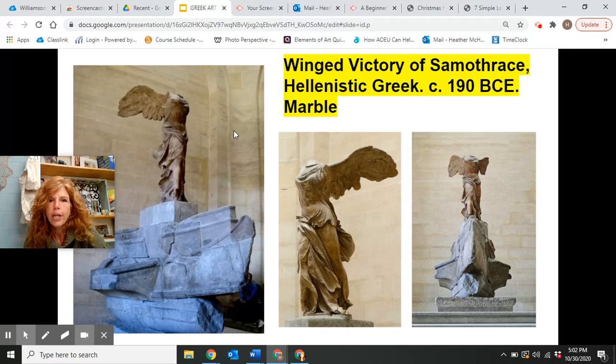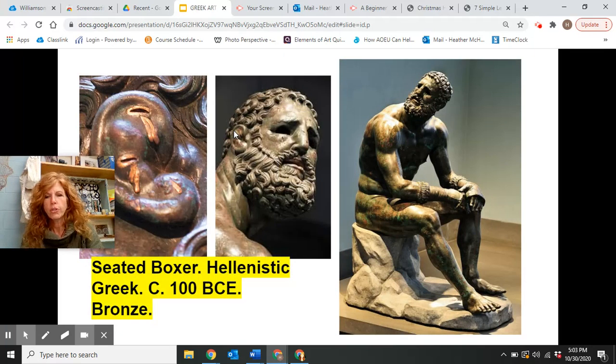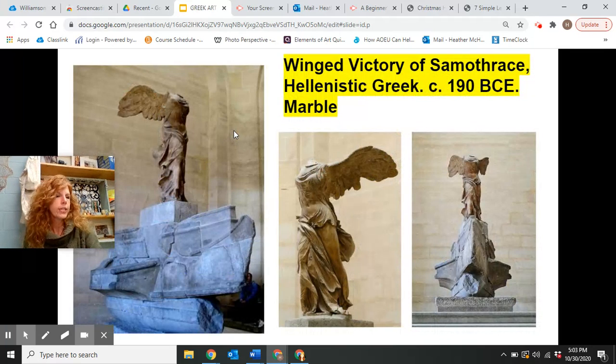She's got so much happening here. She was found on that island that I showed you at the very beginning, Samothrace, which is off the coast of Greece, but up near Turkey. She's got this windswept garment that's curling around her. Her wings are spread back. You see the feathers. You see the tension of the wind blowing back these wings. And it's quite beautiful. She was carved in order to commemorate a naval victory. And this was this big stone that you're seeing here.